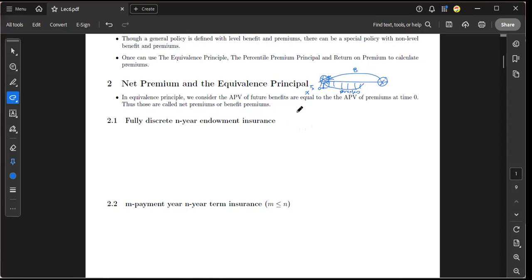And we call the premiums that are calculated using the equivalence principle net premiums, or sometimes you might find this called benefit premiums. So net premium and benefit premium stand for the same quantity.